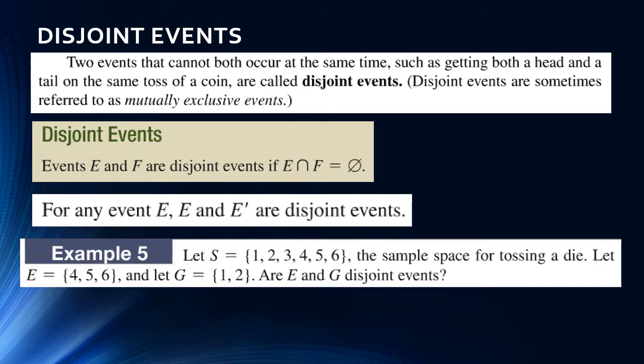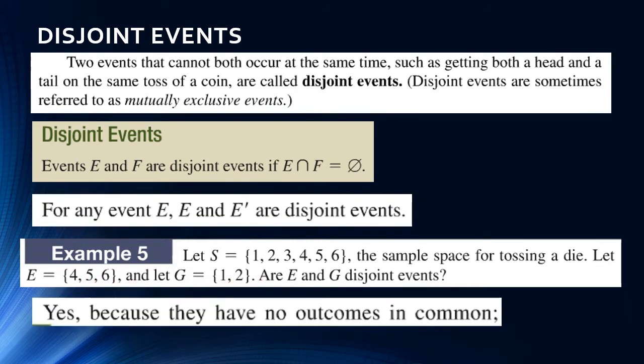Let the sample space equal {1, 2, 3, 4, 5, 6}, the sample space for tossing a die. Let E equal {4, 5, 6}, and G equal {1, 2}. Are E and G disjoint events? Are there any members in common between E, 4, 5, 6, and G, 1 and 2? No. So they are disjoint events because there's nothing in common. They're mutually exclusive.